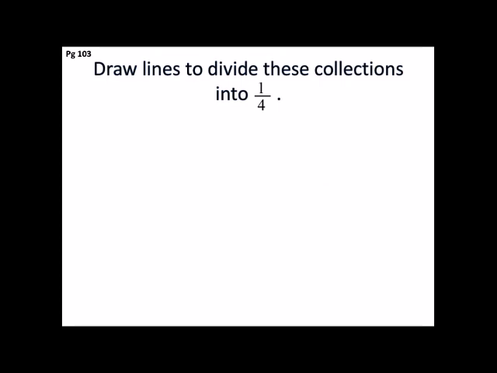Question number 1 of page number 103. Let's read it. Draw lines to divide these collections into 1 by 4. What does 1 by 4 mean? 1 by 4 means a collection is divided into 4 equal parts.